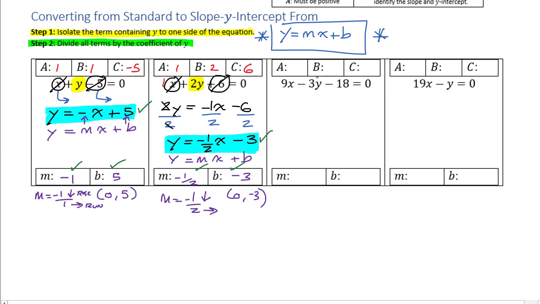All right, let's do 2 more. The next one, what's a? It's the number in front of the x, which is 9. What's b? The number in front of the y, which is negative 3. And what's the c? The number that's not in front of the x and y.